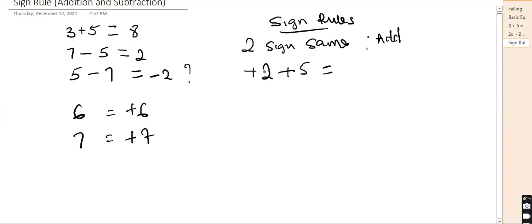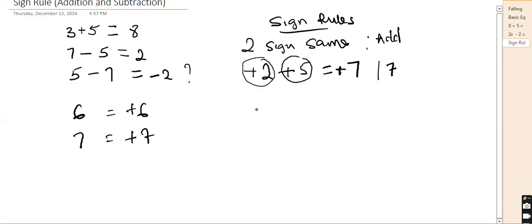Now, are the signs the same? This sign plus goes with 2, and this sign plus goes with 5. As you can see, the two signs of these numbers are the same. So for that reason, we add and we get 7. I will put the sign of the larger number at the answer. The larger number here is 5, and the sign it goes with is plus. So I can decide to write plus 5, or I can leave it as plus 7, or I can leave it as 7. Is that okay?